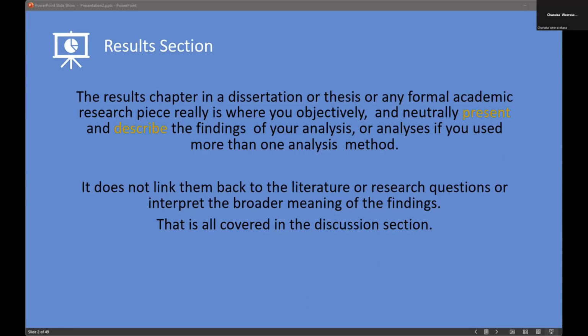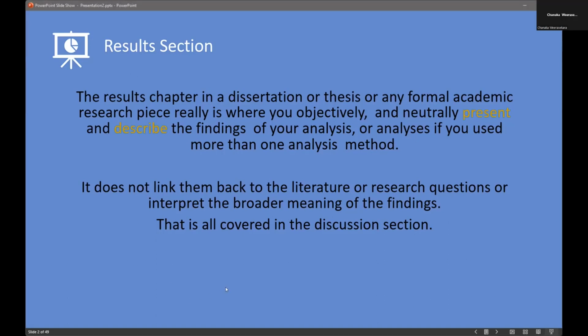That interpretation part is going to come under the discussion chapter. So that's the basic difference, right? I hope that you get the idea. Then and there, if you have any clarification, please let me know, and I will explain it.